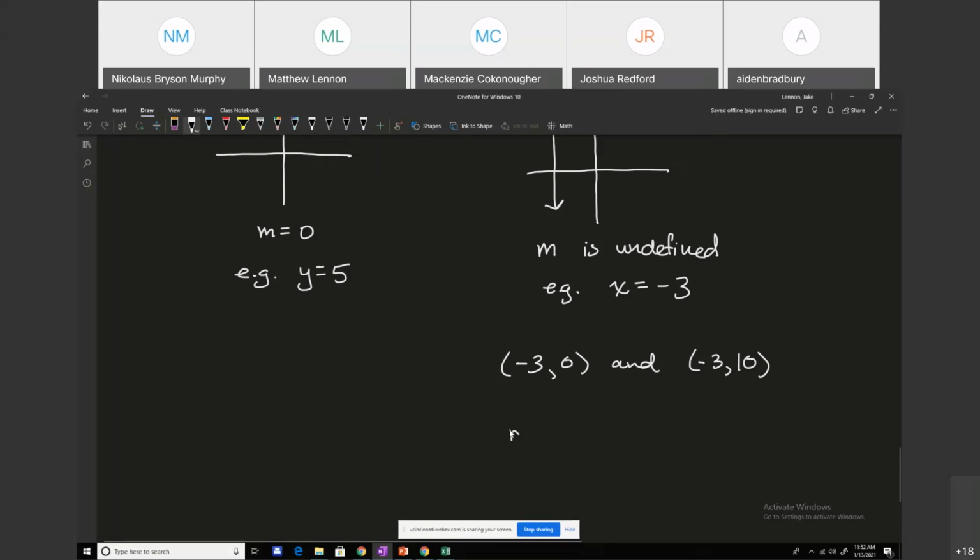Then let's say we try and do the slope computation. All right, we do y2 minus y1, 10 minus 0, and then on the bottom we get -3 minus another -3. So that ends up with 10 over 0, which is undefined, right? Division by 0 is undefined. So that's why you're undefined when you're looking at a vertical line.